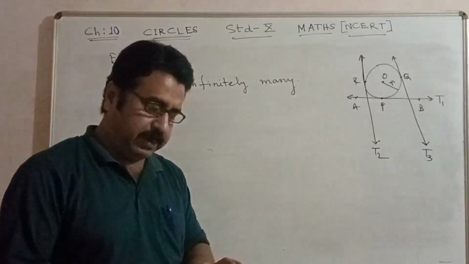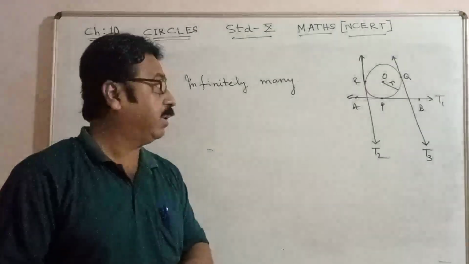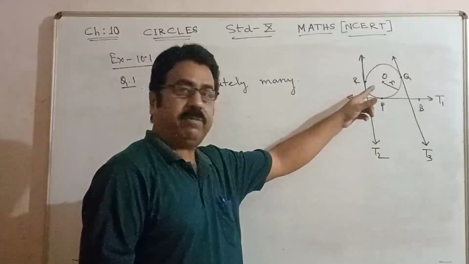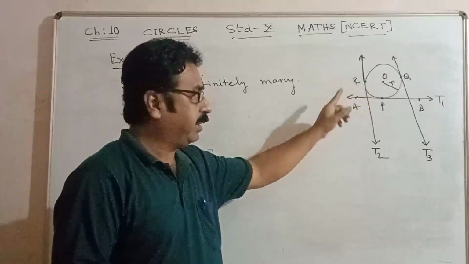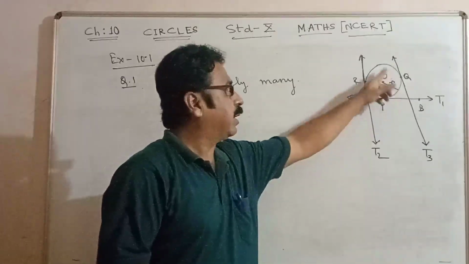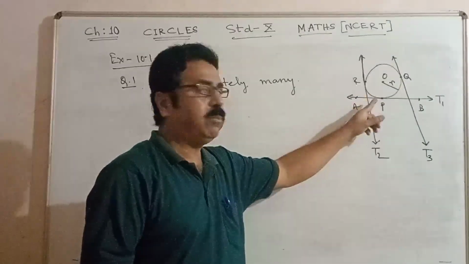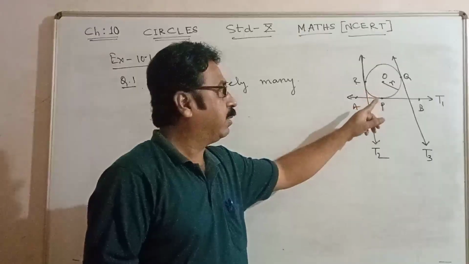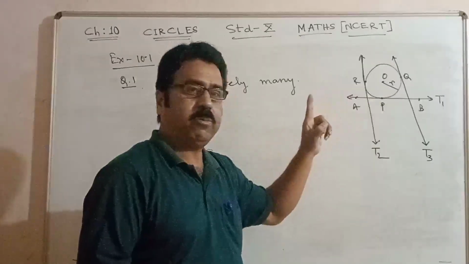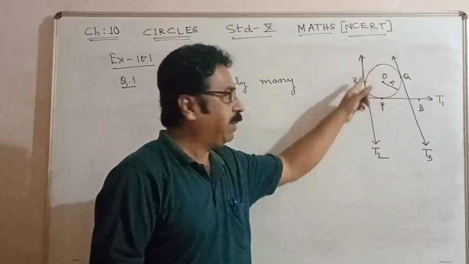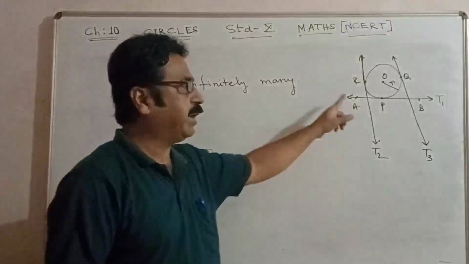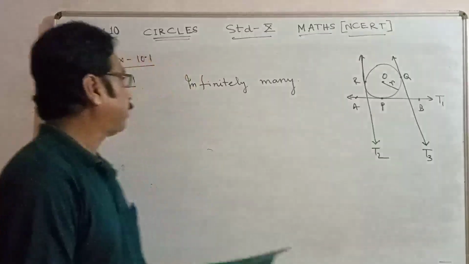But here the question was given, how many tangents can a circle have? A circle can have infinitely many tangents, because on a circle infinitely many points are located. For each point we can get one tangent. For infinitely many points we can get infinitely many tangents.